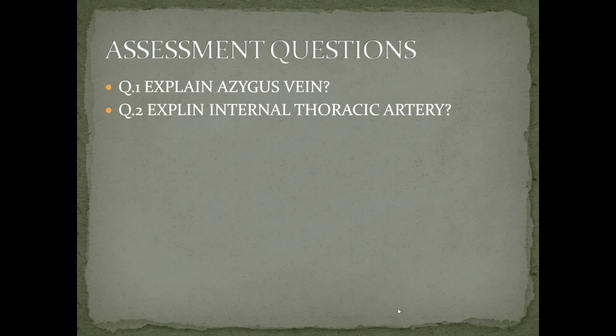Now there are two assessment questions. Explain the azygos vein, and second, explain the internal thoracic artery, and you have to answer these questions briefly. Thank you so much.